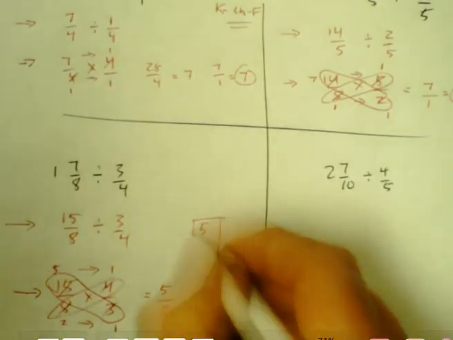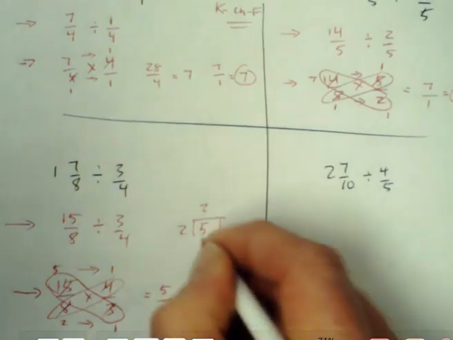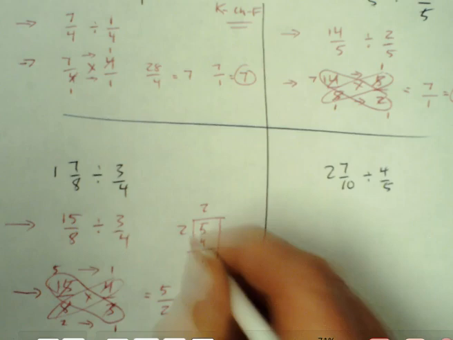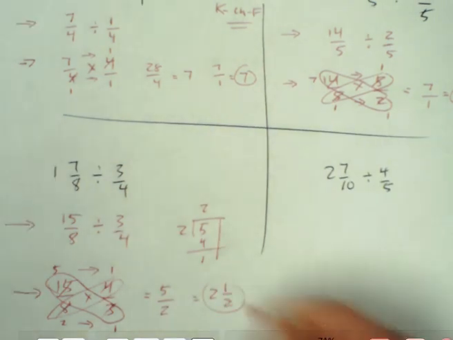I have 5 halves. I can simplify that. What that really means is 5 divided by 2. It goes in there 2 times, and there's 1 left over. So my answer is 2 wholes and 1 part of 2. Another way of saying that is 2 1/2.